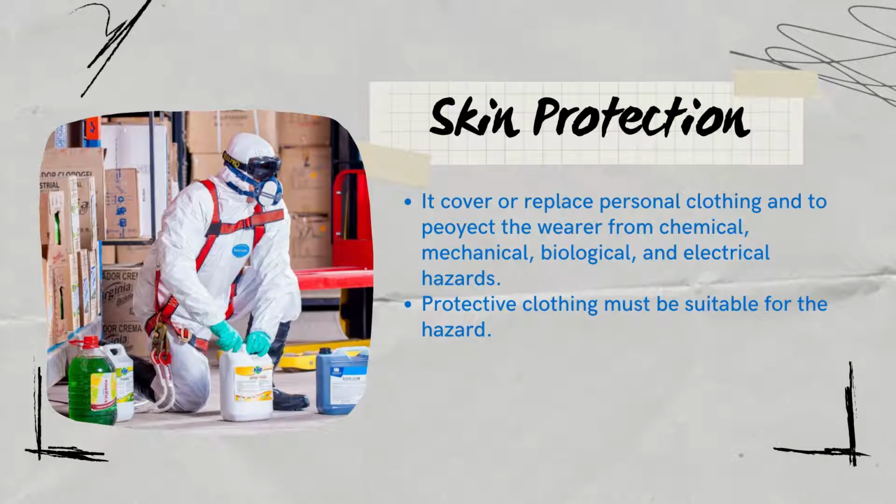Next, we're going to take a look at the skin protection. Skin protection covers or replaces personal clothing and protects the wearer from chemical, mechanical, biological, and electrical hazards. Protective clothing must be suitable for the hazard. We also must make sure that the clothing is impermeable to avoid the skin from burn.